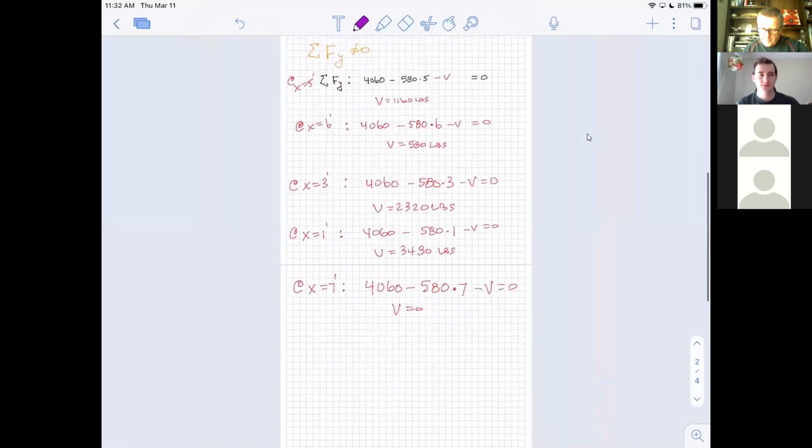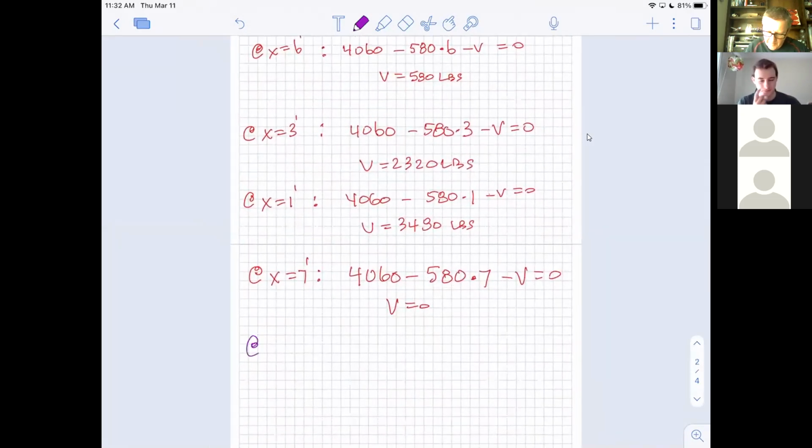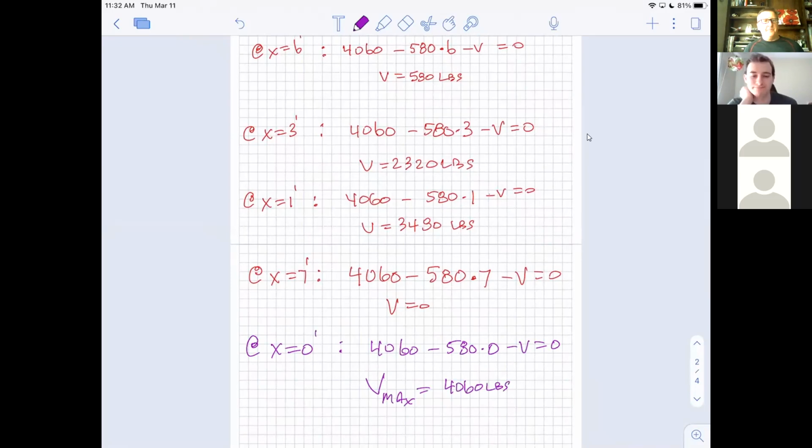If you chose X to be 0 feet, then V is maximum, and you actually get 4060. That's the worst place. In other words, if you're going to design a beam, does it make sense? You've got to figure out the biggest number you can possibly get. Like all those red calculations I just made, you don't need any of those. You need this one.